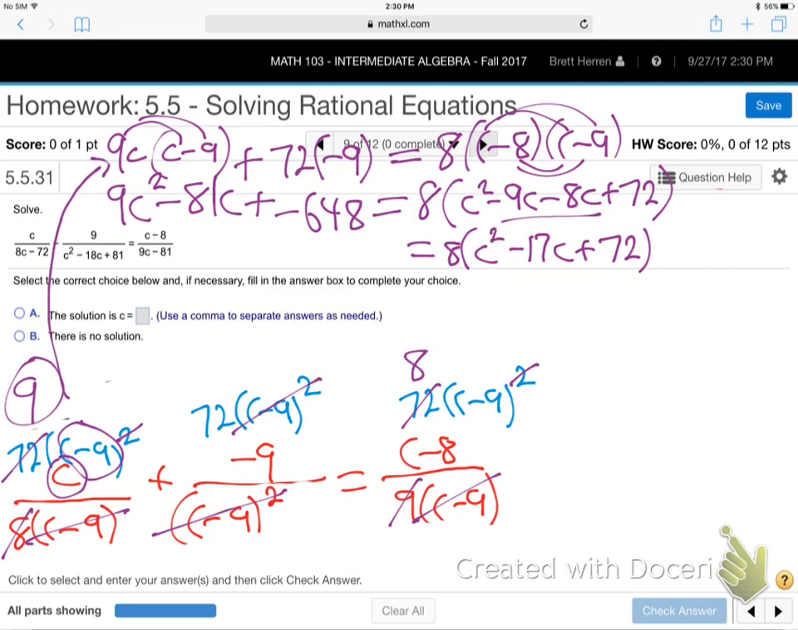This problem's going on and on and on. And there's no soon end in sight. Something else bad's going to happen. I don't know if you see it coming, but we're going to have a C squared term that hangs around. All right, we good so far?